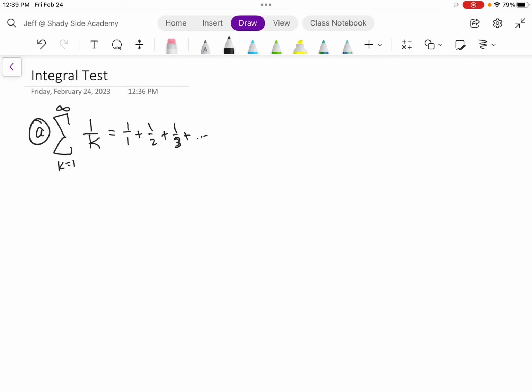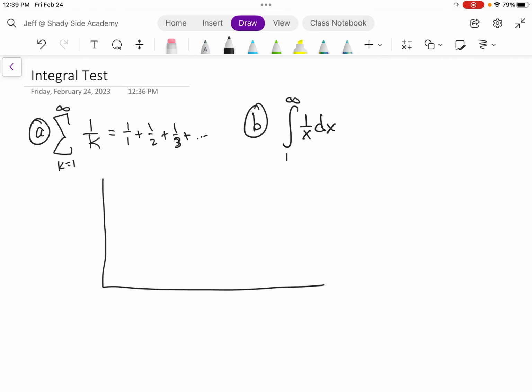And then let's talk about B. B, we'll talk about the integral from 1 to infinity of 1 over x dx. And let's talk about how these things are related. So let's visualize the graph of 1 over x. Let's say maybe this will be 1.